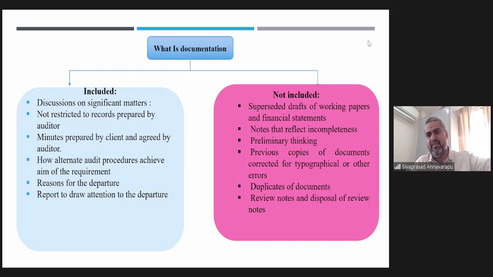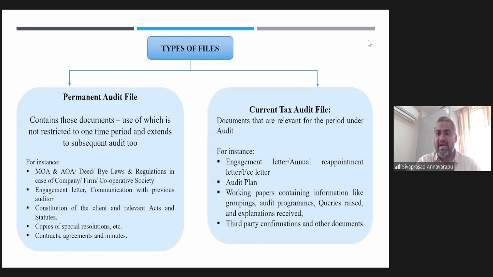Of course, planning and performance, whatever had been said, in addition to that, these things will be included. What is not included are any superseded drafts or working papers, rough workings, not finalized, pre-drafts; they will not form part of it. Similarly, duplicates of documents, the review notes and disposal of the review notes, previous copies of the documents, and typographical errors that were rectified. Of course, if it is there, it may also have some value, but it cannot be considered part of audit documentation.